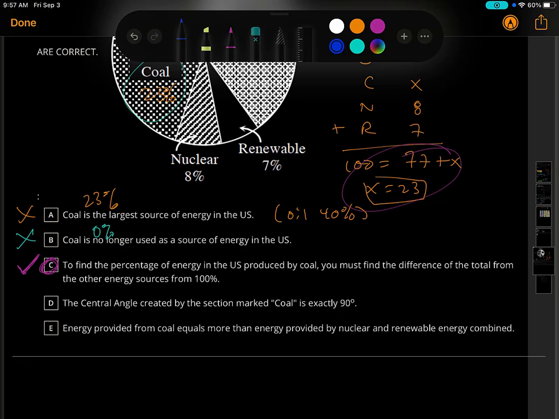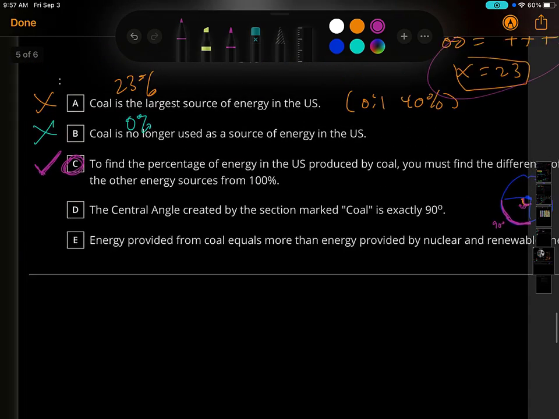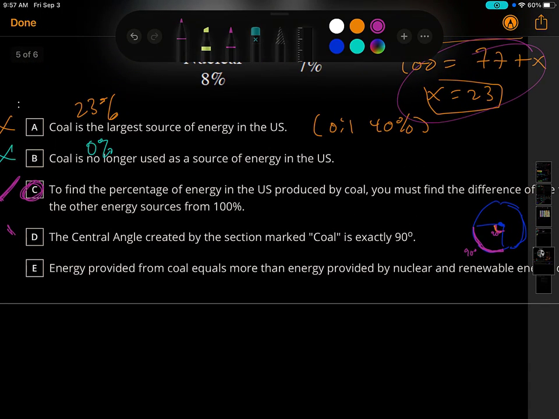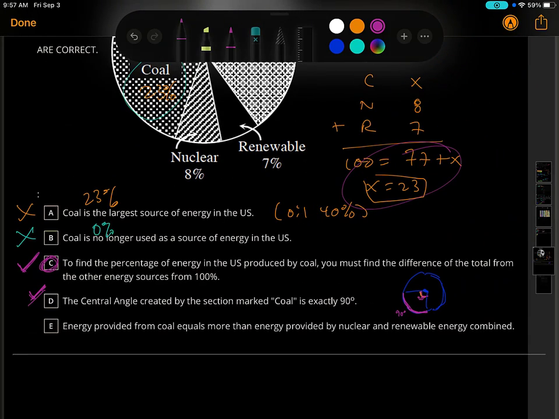D, the central angle created by the section marked coal is exactly 90%. Okay, so in geometry, the central angle is equal to the arc angle. So if that was 90 degrees, then this would also be 90 degrees. So that one does not match, because it's 23 degrees. So no, that's an X.